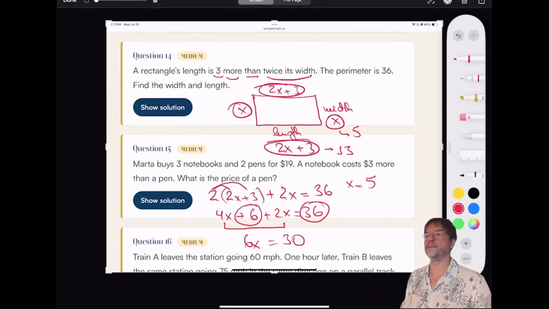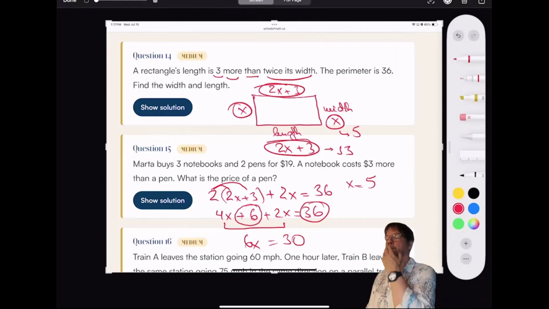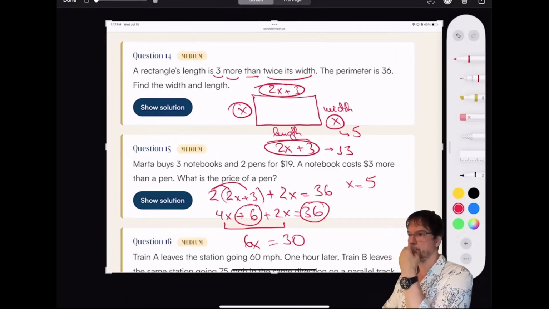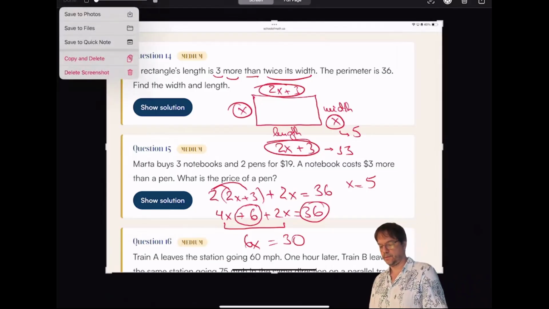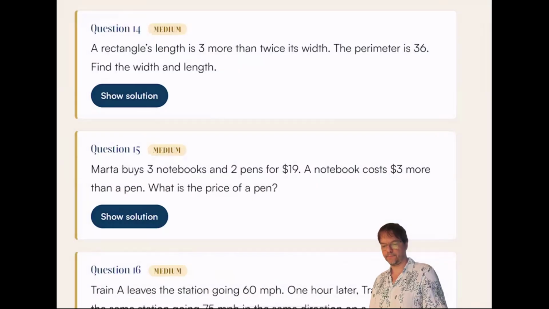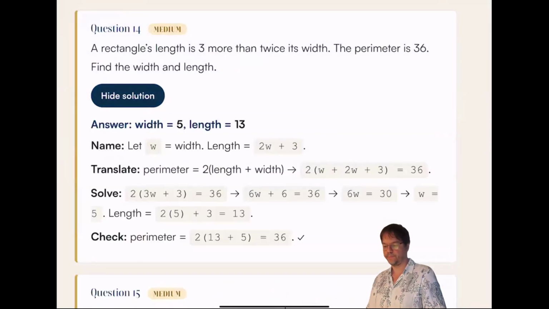Do you want me to do it again? No. Kind of reading that. Yeah, that makes sense. Can we go? Yeah. So it's 5 and 13. Okay?